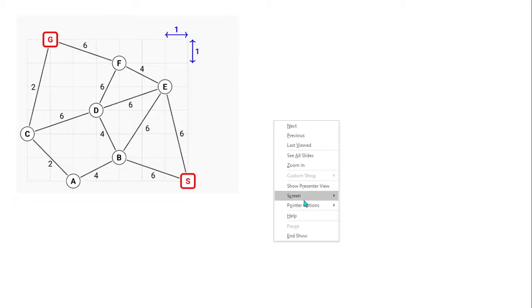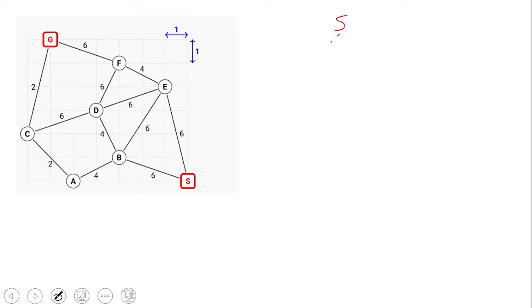Starting from S, what are the nodes connected to S? B and E. What are the distances? 6 and 6, both are 6. Whenever we get up to here, this is a partial solution we found. Among these, which is the cheapest? Both have the same value, so we have to expand both.